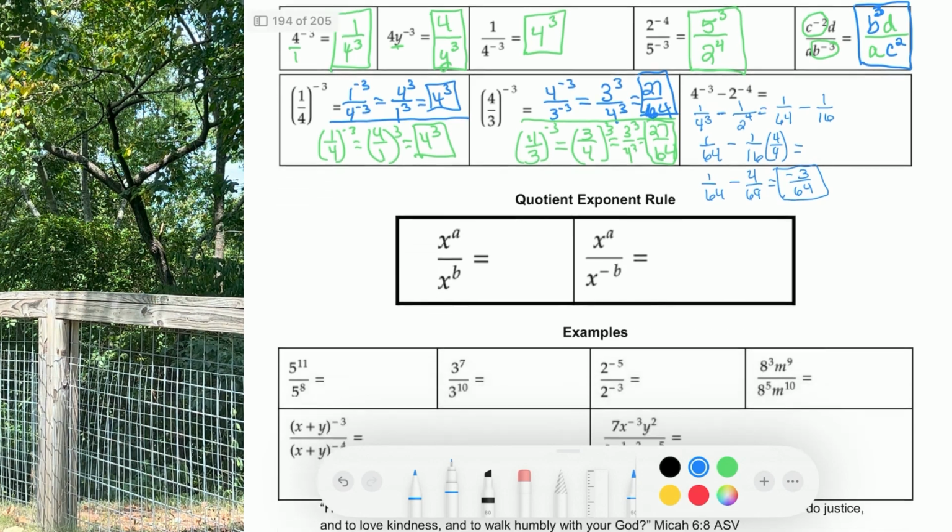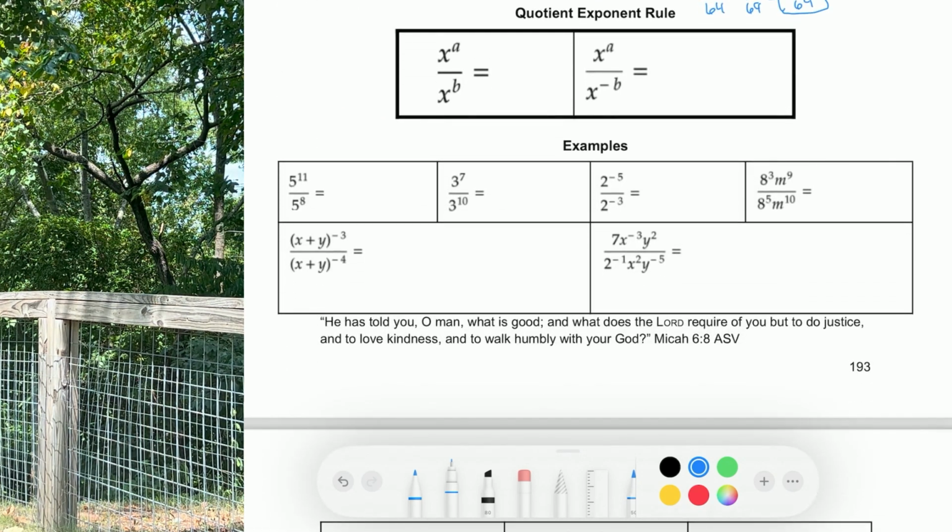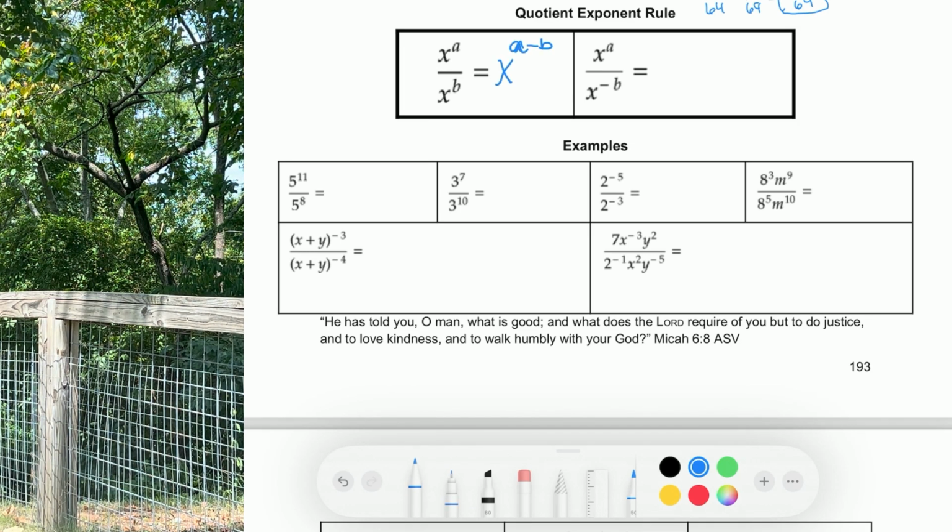All right, let's look at the quotient exponent rule. We have x to the a over x to the b. Now, when we had the product rule, multiplication, we added our exponents. Now we've got division, which is the opposite of multiplication, right? So we're going to do the opposite. We're going to subtract our exponents. So the rule for this one is x to the a minus b. So product rule, we add exponents. The quotient or division rule, we subtract exponents.